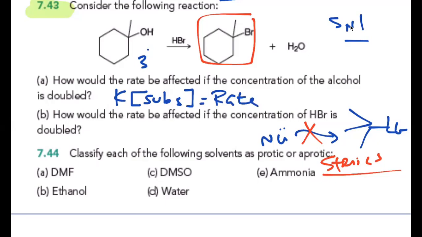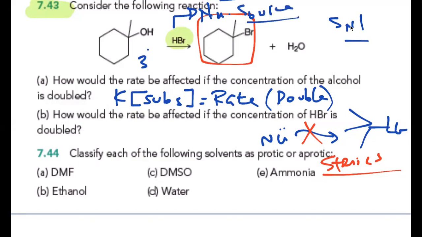How would the rate be affected if the concentration of the alcohol, that's your starting material, your substrate, is doubled? It should double. Good. What about B? What if I increase the concentration of HBr, which is the source of my nucleophile? Nothing will happen. Good. Nothing is going to happen because the nucleophile is not involved in the rate determining step. Nothing, with 3 exclamation points.